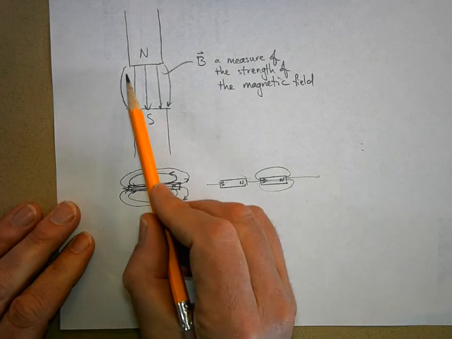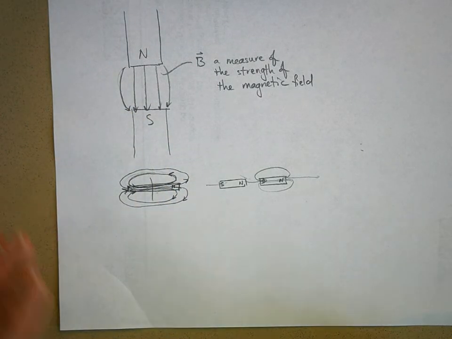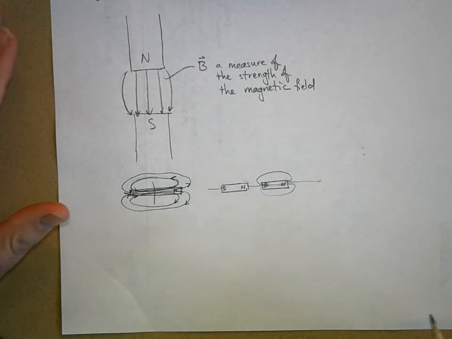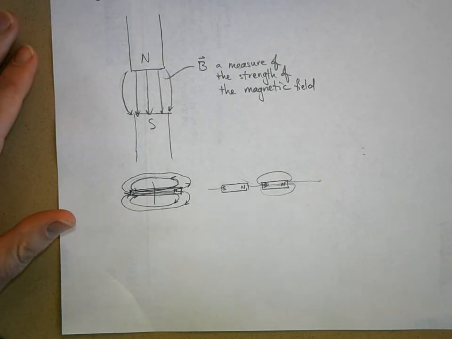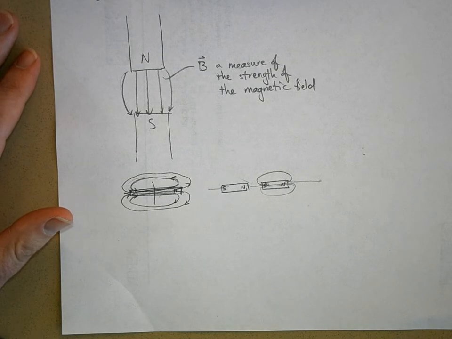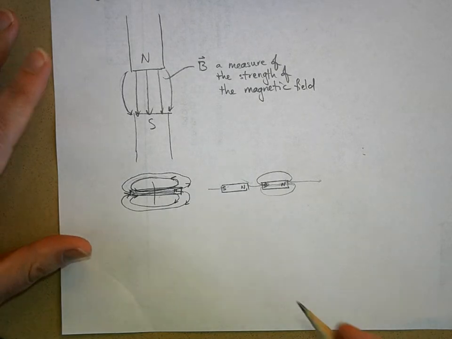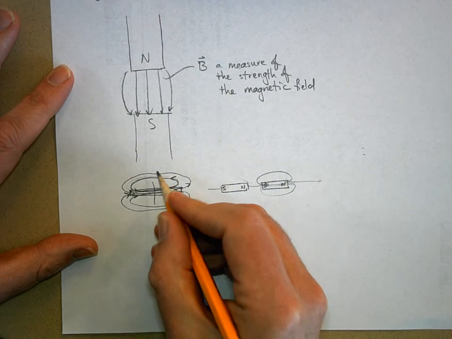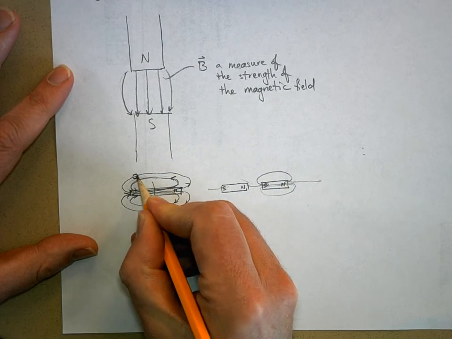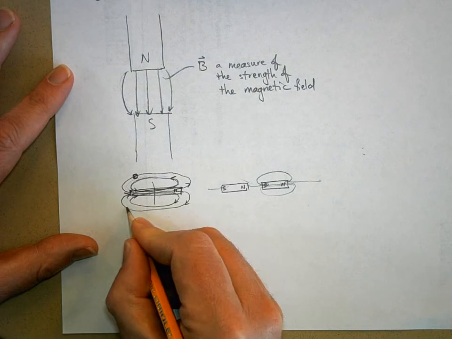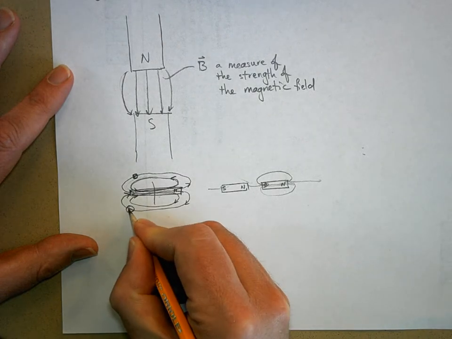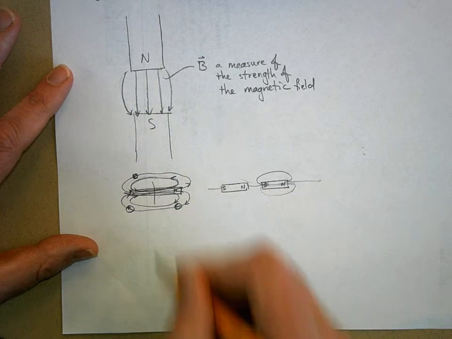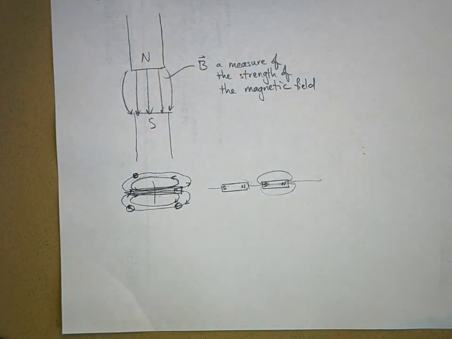Now, the direction of a magnetic field line is defined by a compass. If you took a compass and laid it down on a magnetic field, it would point in the direction of the magnetic field line. So if I had a fairly strong magnet like this one, and I put a compass right here, it would point, let me draw it better, like this. It would point in the direction of the magnetic field, which is weird, right?